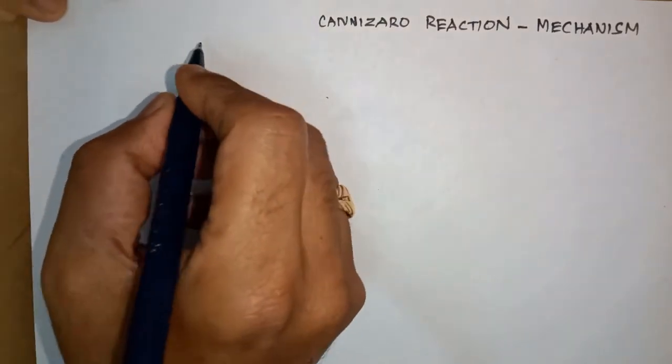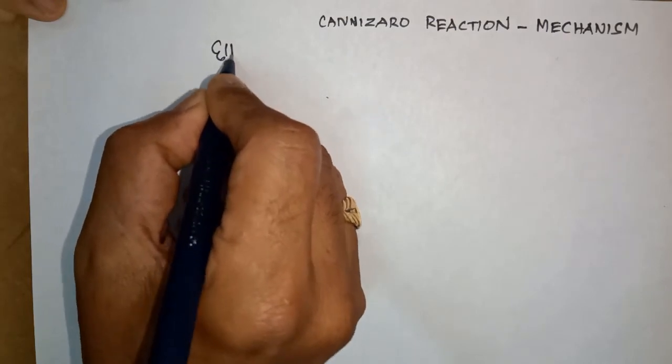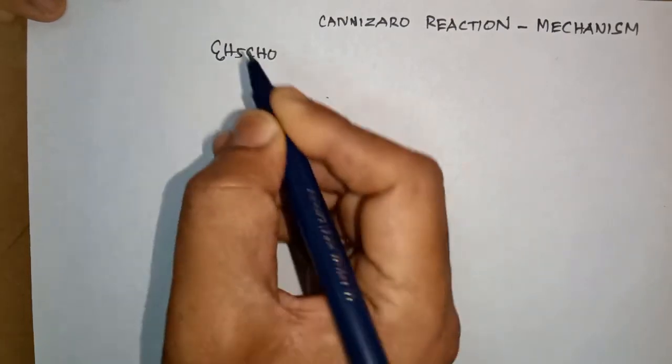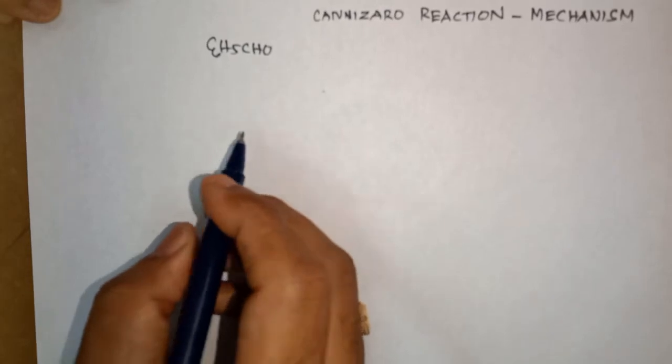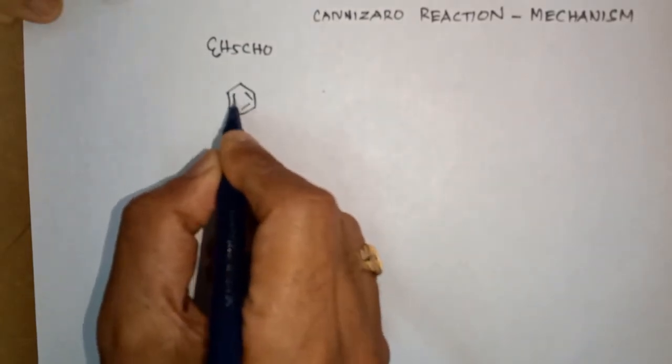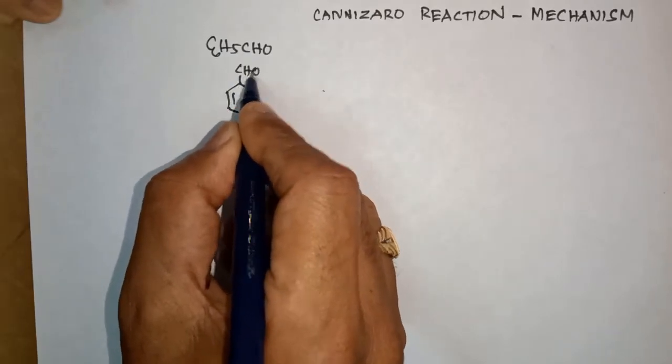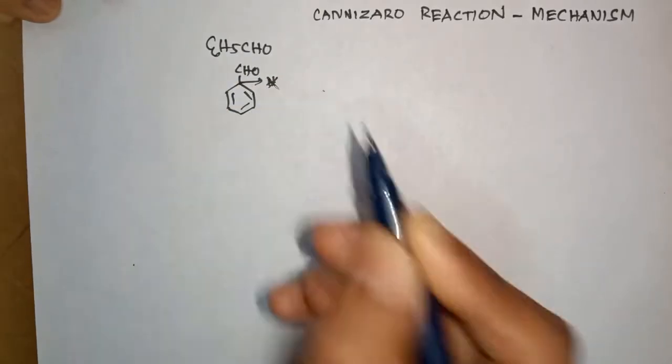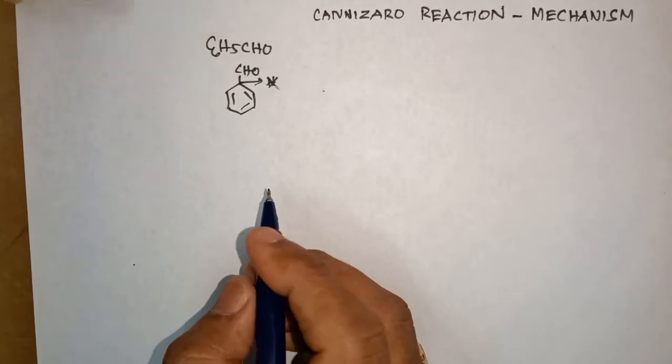Suppose I take benzaldehyde, C6H5CHO. It does not contain alpha hydrogen. You all know its structure. Here, no hydrogen is there. This is called alpha hydrogen. So benzaldehyde does not contain alpha hydrogen.